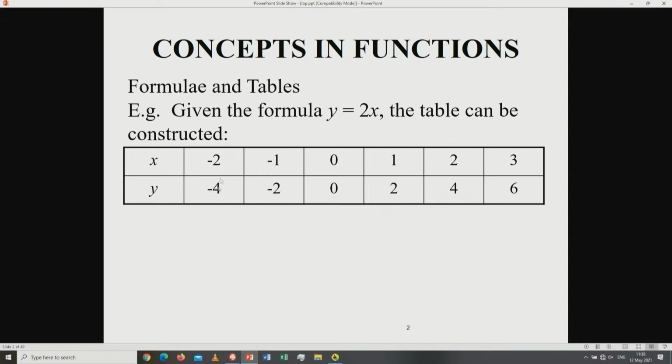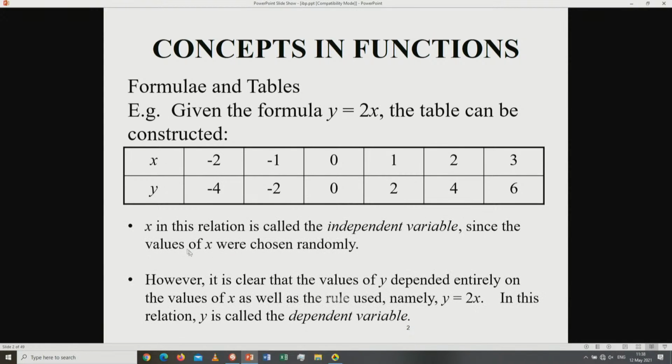Maybe one can guess, how did I get that -4? I took the x, then I substituted there. 2 times -2, then it's -4. The same is going to apply: 2 times -1, then it's -2. You can do that up until you get what? You get to 2, 3. You substitute the value of x here, then you get the corresponding y value.